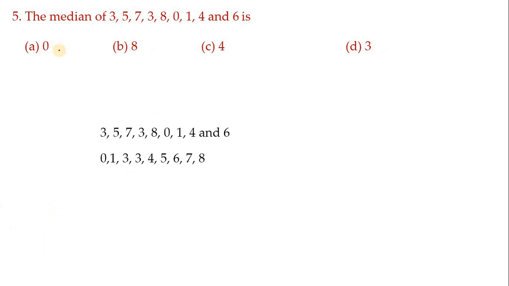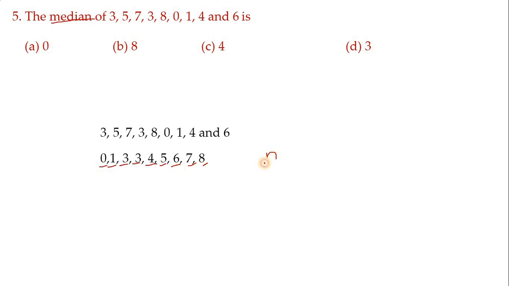Now we have to find the median. Median means middlemost score. So now count how many numbers are there here. 1, 2, 3, 4, 5, 6, 7, 8, 9 are there. So 9 means an odd number. When there is an odd number, children, we can easily find it.